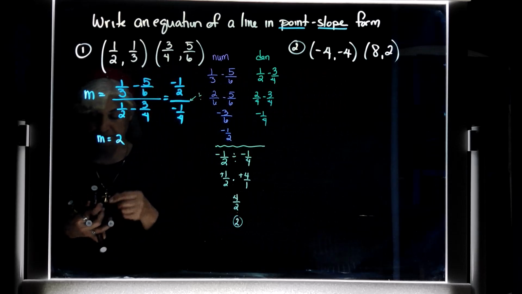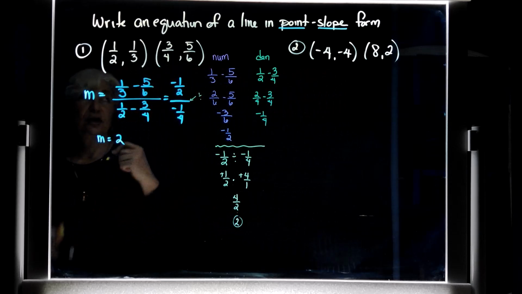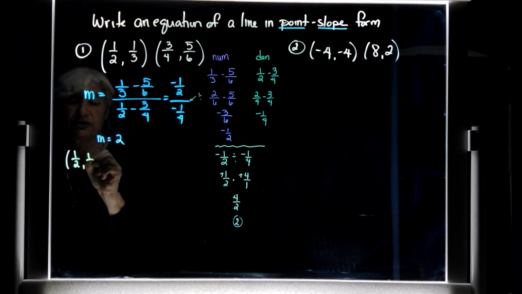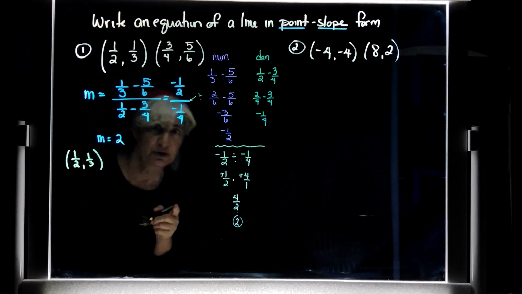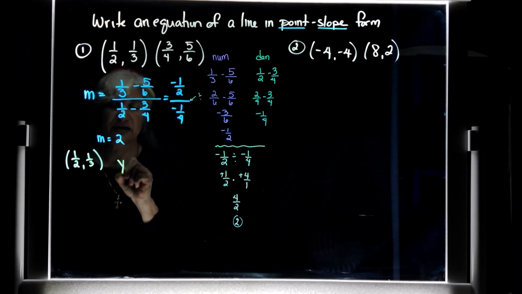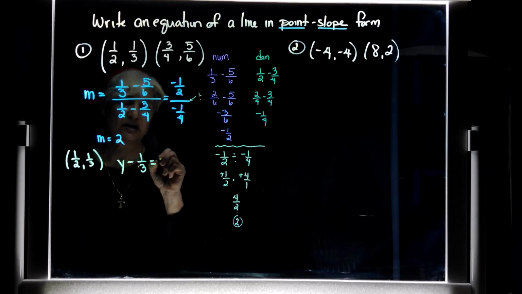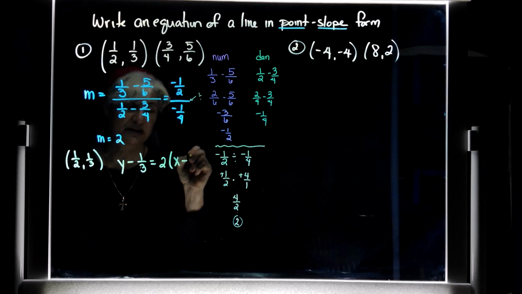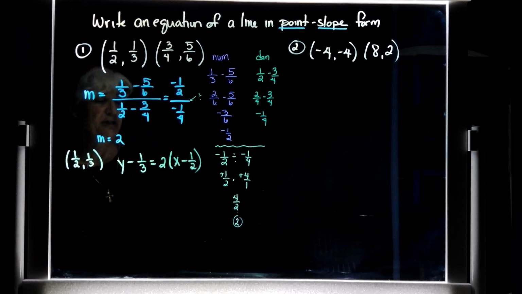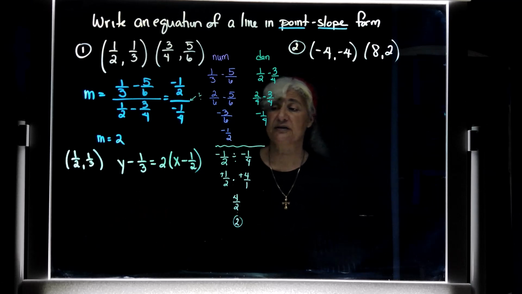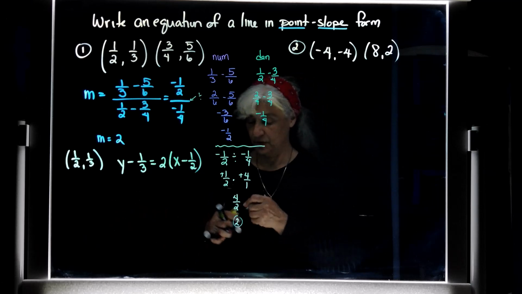Okay, now, all they want is point slope. So we're going to use the first point. Let's see what it looks like. Remember the formula? Y minus 1/3 in this case, good, equals the slope of 2 times the parentheses x minus 1/2. Great. All they want is point slope. There it is. Cool? Okay.